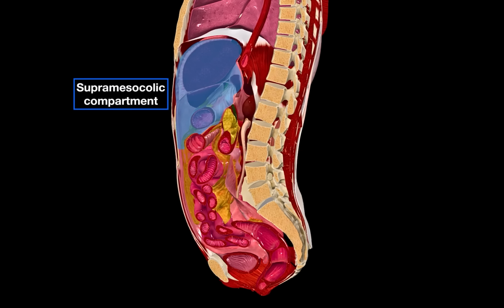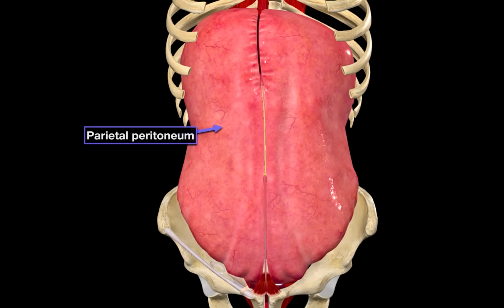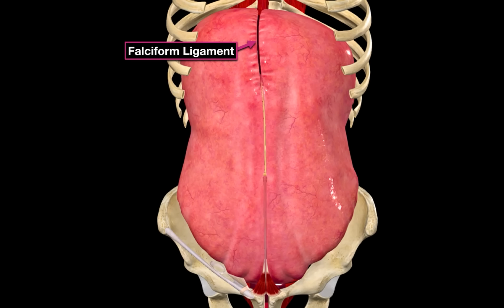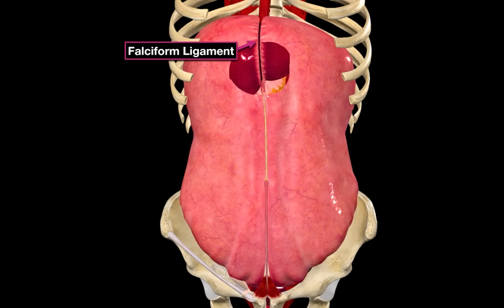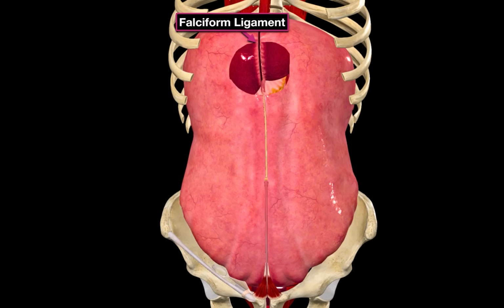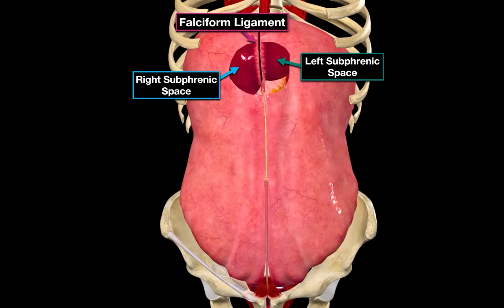the supramesocolic compartments. Okay, this is going to look very weird visually, so I'm sorry in advance. Remember I showed you that this was the parietal peritoneum? The parietal peritoneum is basically going to fold and anchor the liver to the anterior abdominal wall and diaphragm. This fold is called the falciform ligament, and what it does is, if we cut a part of the peritoneum, we can see that it creates a barrier between the right subphrenic space and the left subphrenic space.